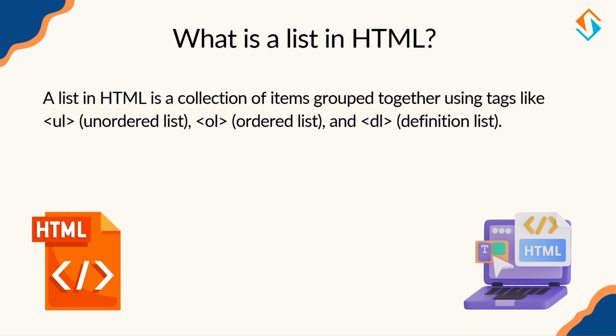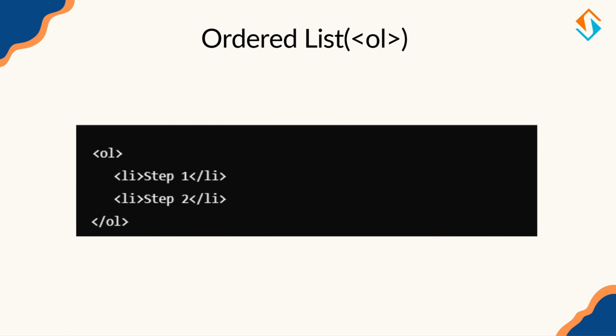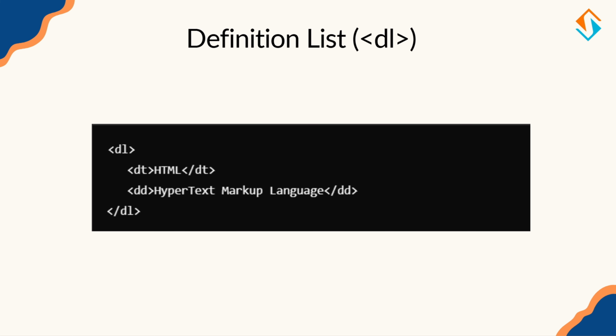Next question, what is a list in HTML? Lists are super important in HTML for organizing content. So we have three types. First, unordered list, second, ordered list, and third, definition list. So let's understand one by one. First, unordered list. It creates a bullet list. I have given an example also of how you can use it. Second is ordered list. This creates a numbered list. And the last, definition list. This is used for terms and descriptions. Lists help in creating menus, navigation links, and structured content.